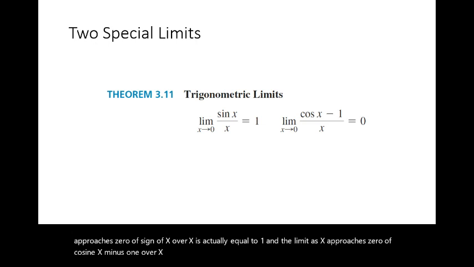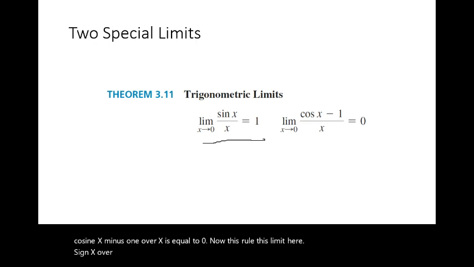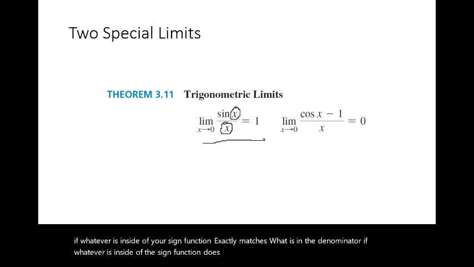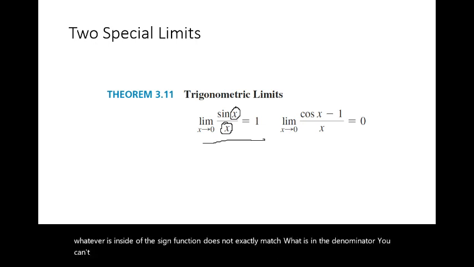Now this limit, the limit as x approaches 0 of sine x over x equals 1. This rule will always apply if whatever is inside of your sine function exactly matches what is in the denominator. If whatever is inside of the sine function does not exactly match what is in the denominator, you can't use this limit, but you might be able to do some algebraic manipulation so that you can use that limit.